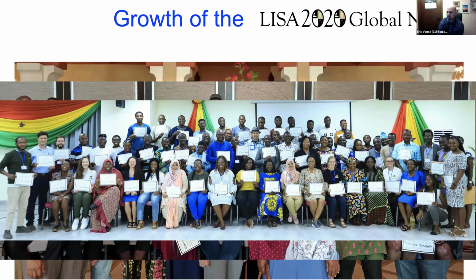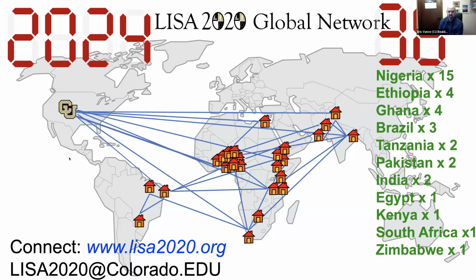As the overview, we currently have 36 labs in the network. The newest lab was from Zimbabwe. And hopefully we'll have Pusaka from Indonesia join the network. And so there's a process that we need to discuss with our Indonesian colleagues to get Pusaka to be part of the LISA 2020 Global Network.